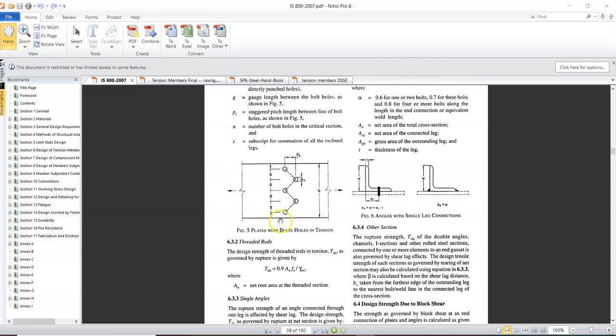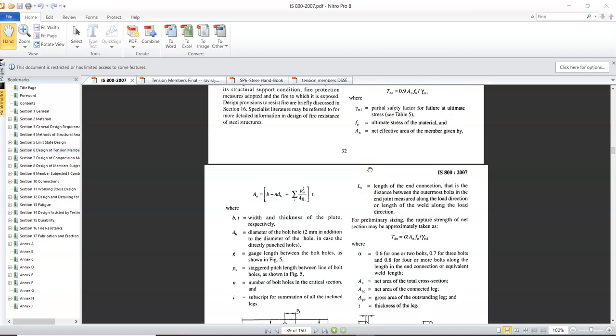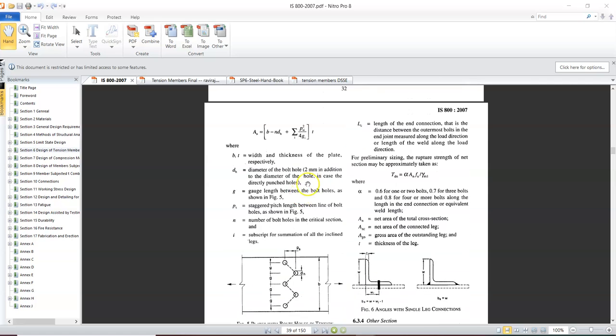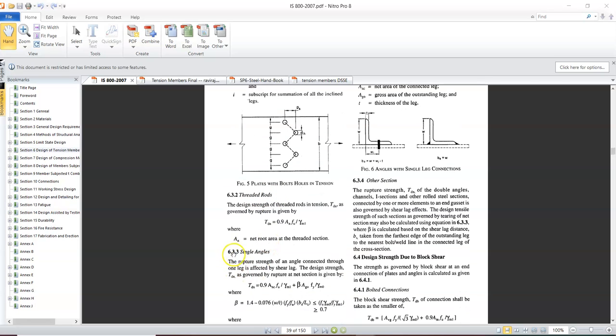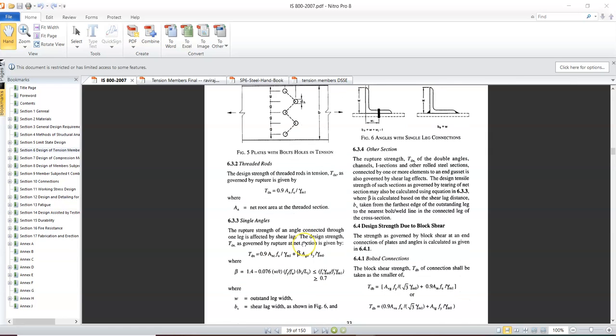6.3.2 will give you rupture strength of the threaded bolts or rods, and 6.3.3 will give you for the single angles, that is rupture strength of the single angles, rupture strength of the critical cross section or net cross section of the single angles.